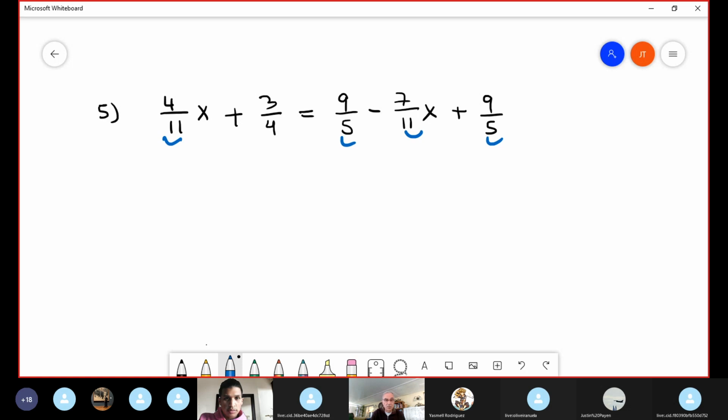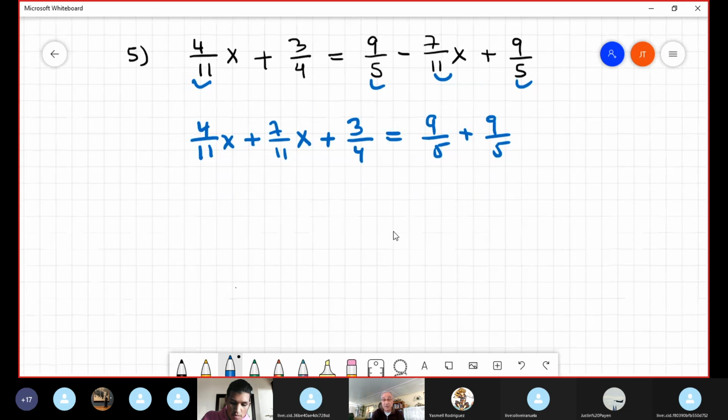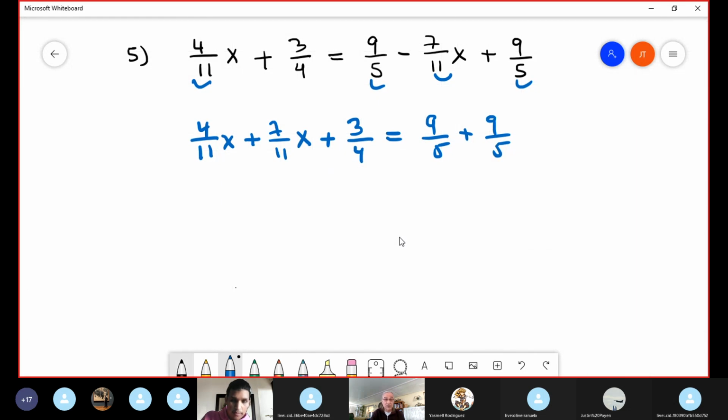For example, you copy 4 over 11x. I bring this guy to the other side like a plus 7 over 11x. This side, I just bring down 3 over 4. And on the right-hand side, we have 9 over 5 plus 9 over 5. So it's easy. Combining fractions with the same denominator is super easy, because the only thing you should do is add the top part. 4 and 7 is 11. Actually, it's 11 over 11, which is 1. This is just x. Plus 3 over 4 is equal to 18 over 5. Do you see that?